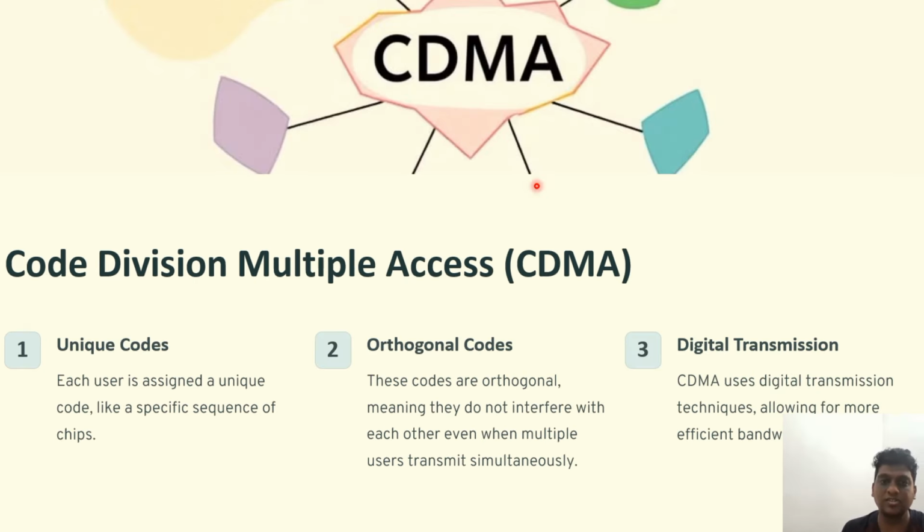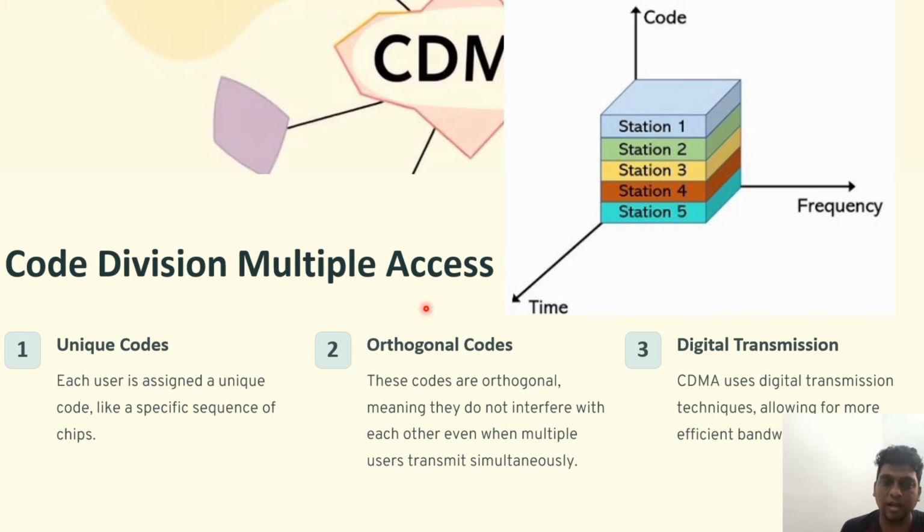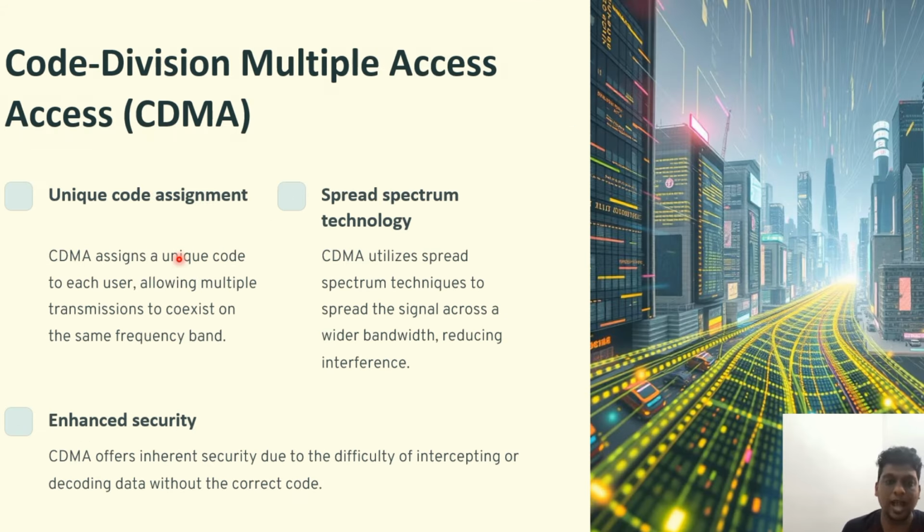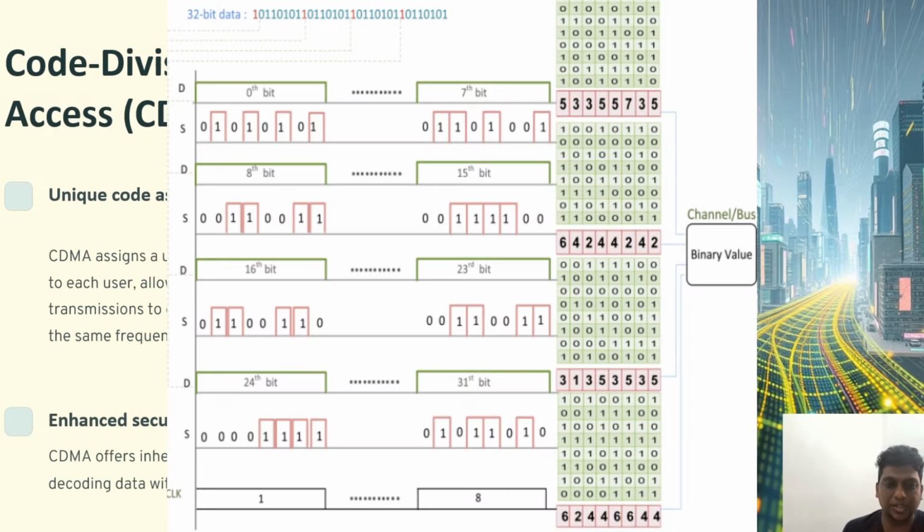The third one is code division multiple access. The previous two methods have some drawbacks. To overcome these drawbacks, we can use code division multiple access. Each user is assigned one specific code. Orthogonal codes are used that don't interfere with other users. Rather than analog transmission, this method is implemented with digital transmission of zeros and ones. A unique code is assigned, allowing multiple transmissions.